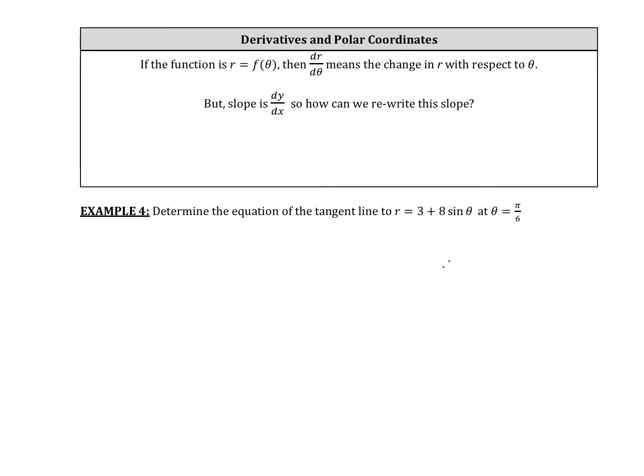I think you're going to see that these derivatives are going to be very similar to what we did with parametric equations as well. So if the function is r equals f of theta, some function relating r and theta, then dr d theta means the change in r with respect to theta. That makes sense. But the problem is when we talk about slope, slope is dy dx. So can we rewrite dy dx so that it deals in terms of thetas and r's?